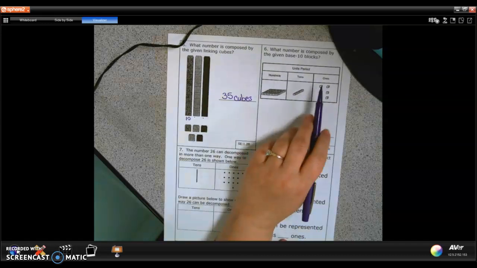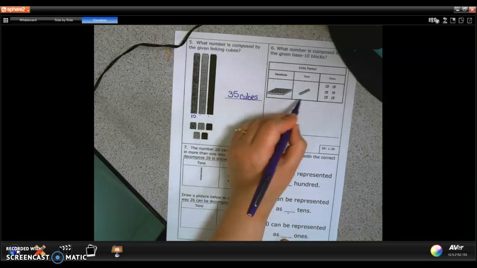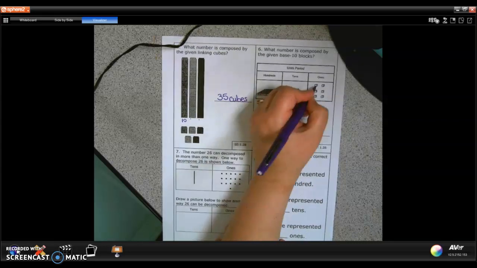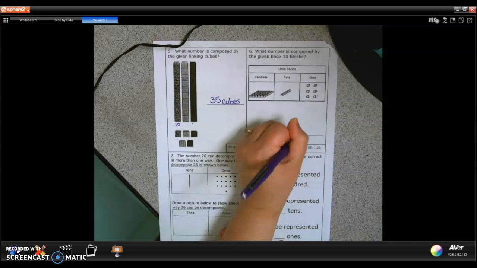What number is composed by the given base 10 blocks? Well, I know this represents 100, 100, 110, 111, 112, 113, 114, 115, 116.